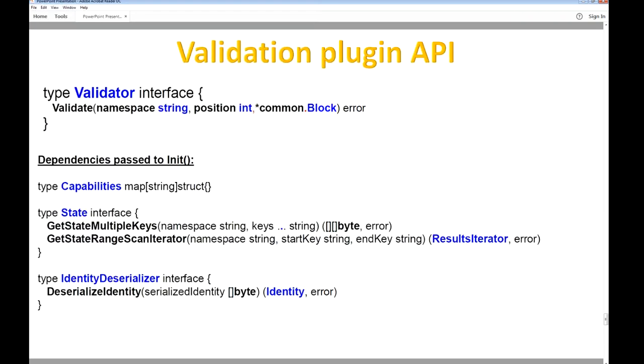So Yacov? Yes. In the validation plugin, what kind of uses do you think of state people might end up using? I'm just wondering, is it required or can we do without it? Can you come again? The state dependency in the validator. So what kind of things are you anticipating? You're asking why we would need it?